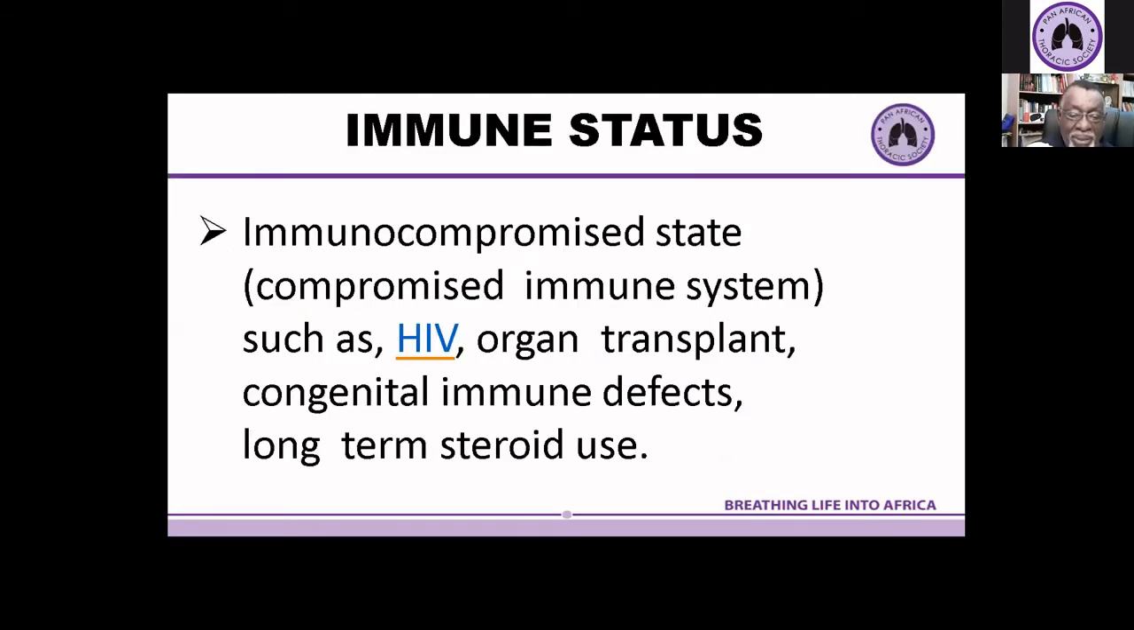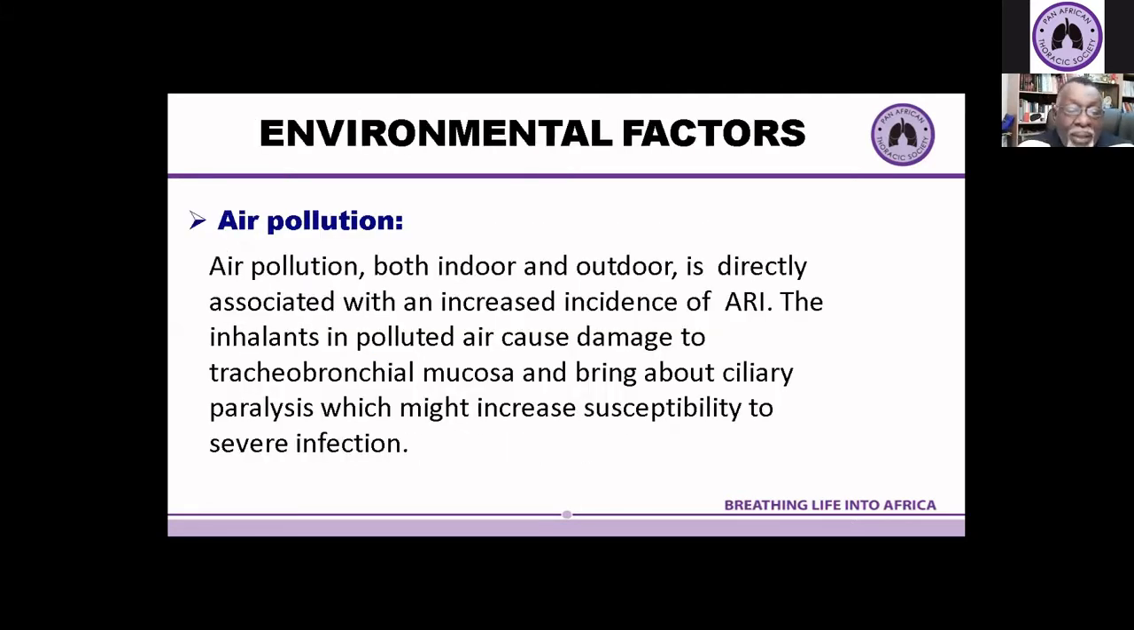Immune status, particularly in adults with HIV, organ transplant, or long-term steroid use or cancer, may also predispose to respiratory tract infection. Among environmental factors, we see air pollution, both indoor and outdoor, directly associated with increased respiratory tract infection. As we know, pollution may interfere with ciliary activity. The ciliary system is responsible for clearing the respiratory tract, the scavenger system that removes unwanted matter, which may otherwise result in infection.